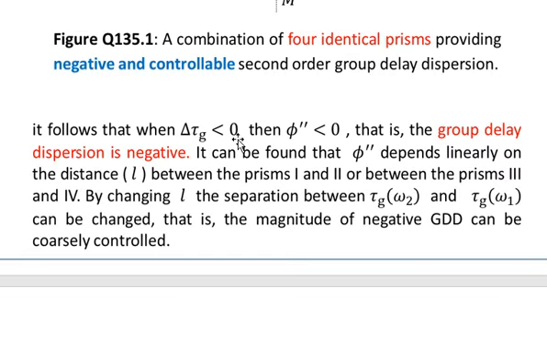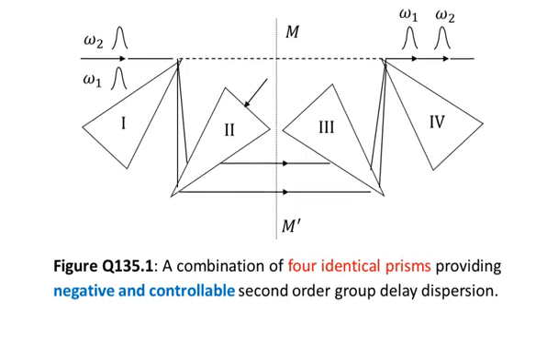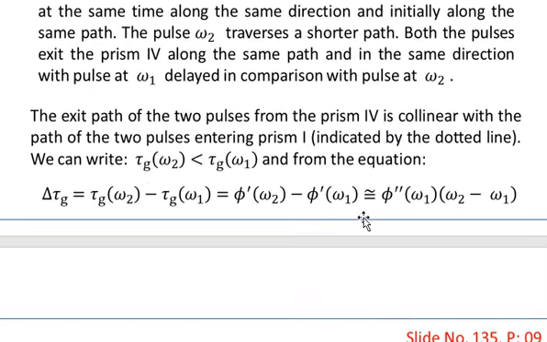It follows that delta tau g is negative, that is less than 0. Then phi double prime also has to be less than 0. That is, the group delay dispersion is negative. So you can see over here that tau g at omega 2 is shorter than this one. So this quantity is smaller than the other quantity which is being subtracted. So delta tau g is a negative quantity, which means that phi double prime also has to be a negative quantity.